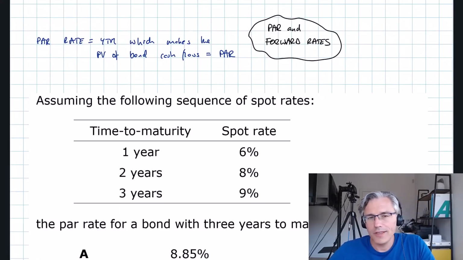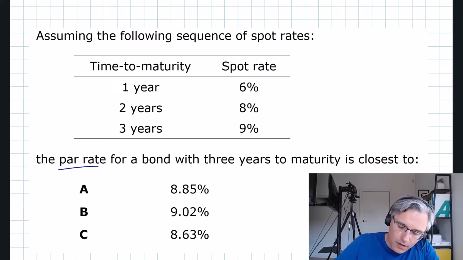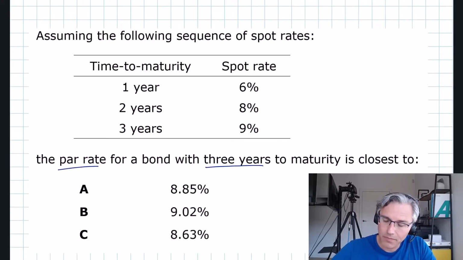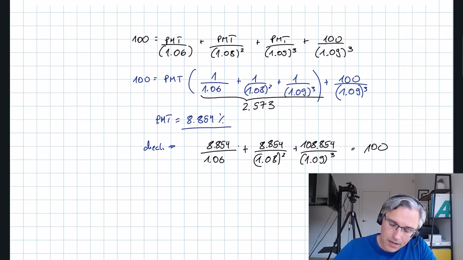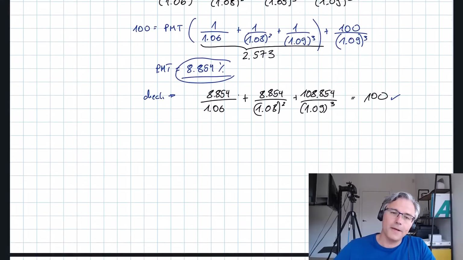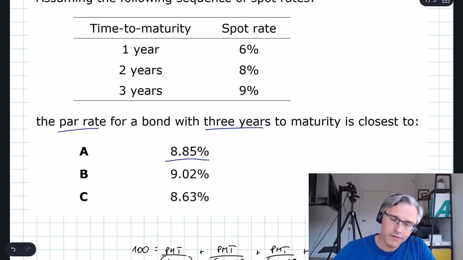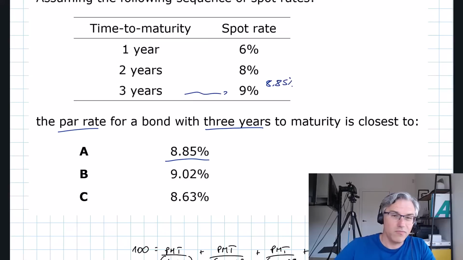The first question that we did in that previous recording, that previous video, was for a sequence of spot rates, we were asked for the par rate for a bond with 3 years to maturity, and that par rate came in at 8.85%. And there was proof of the fact that this par rate would indeed produce a bond value of 100, of par. Now, please appreciate that the answer 8.85 was in fact very close to the 3-year spot rate. So 8.85, quite close, but not quite there.